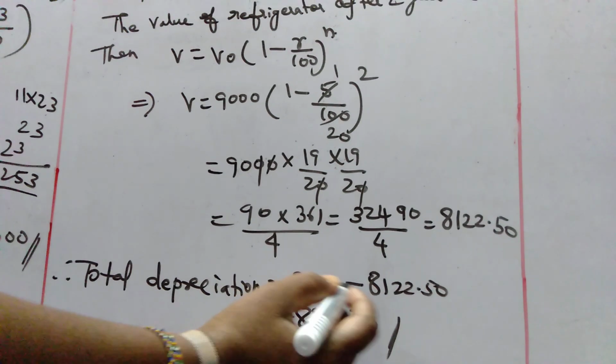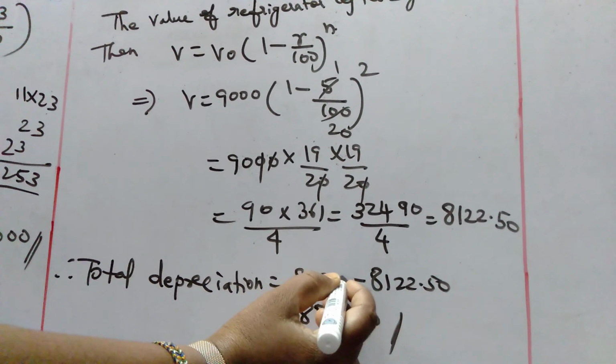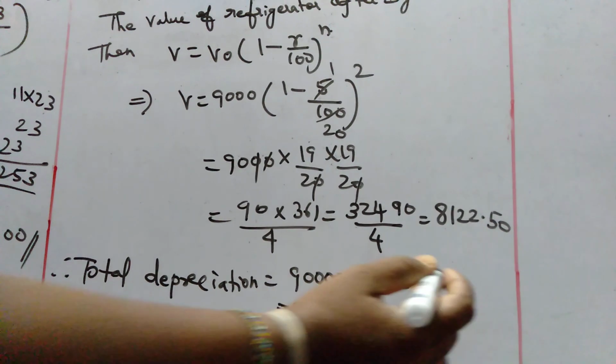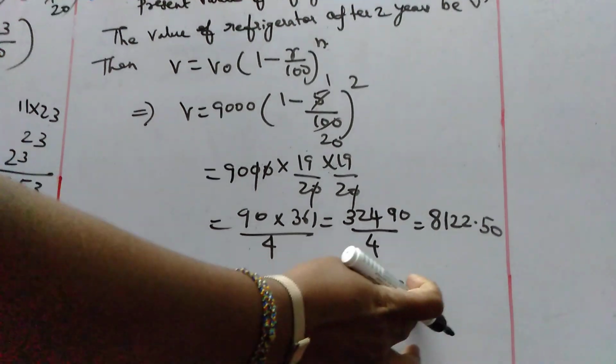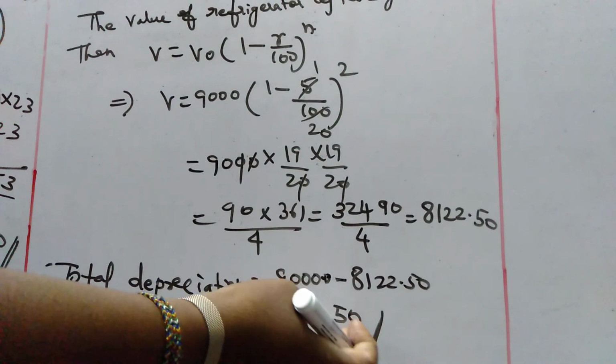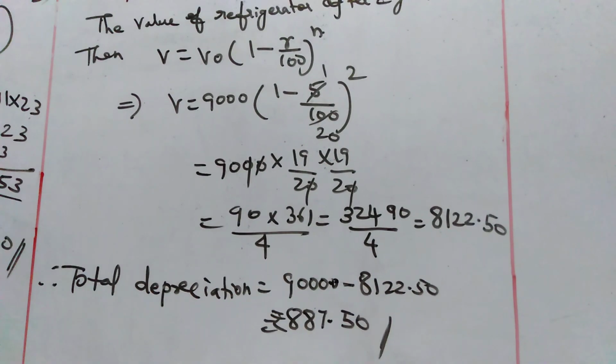This is the total depreciation, which is rupees 887.50. Okay, if you are doing calculation, you can put 0 here, right? If you need, you can put one more 0 here. We are calculating paise, so we should not write 0.5. You have to use 0.50 here.